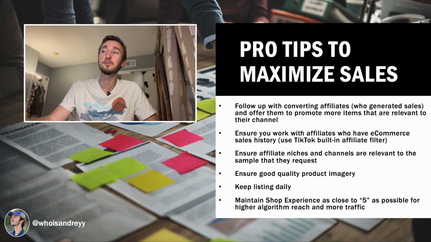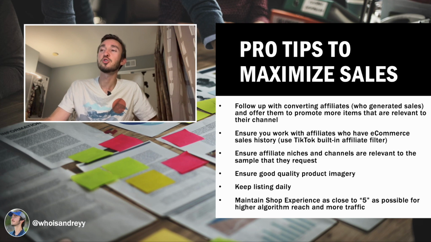So for example, if you have an affiliate who has generated at least 4, 5 or more sales for you, and they are in the kitchen niche, what you can do is offer to promote another best-selling kitchen gadget to this same affiliate, because it might be relevant to their channel. So that's pro tip number one.